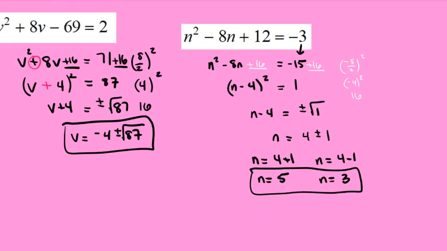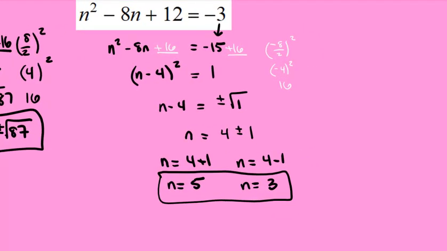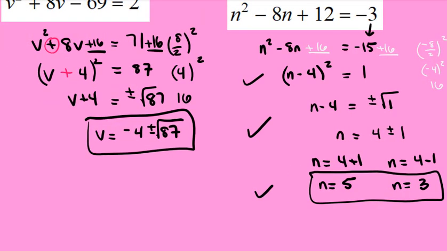Now let's take a look at this. If this were a quiz, you'd get a point for making sure that you get the correct binomial written: n minus 4 squared equals 1. You'd get a point for showing your work. And then, of course, simplifying your answer or getting down to your final 2 answers would be your third and final point. Now, if you had one that was a plus or minus, you could just leave that, like in example 2, negative 4 plus or minus the square root of 87, and that'd be fine.